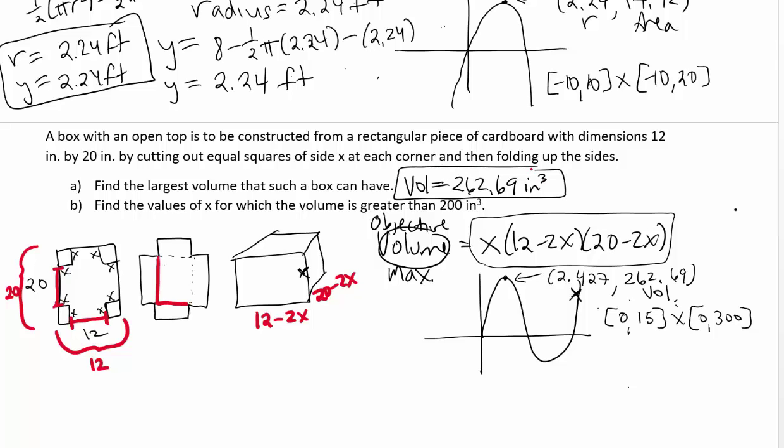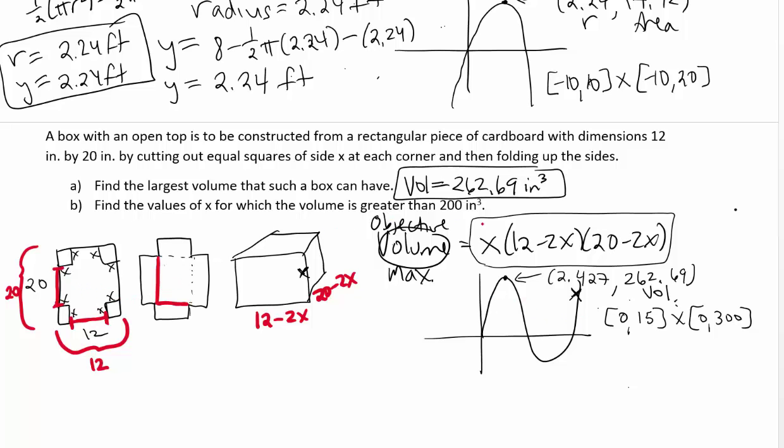Now for part B. For part B, it says find the values of x for which the volume is greater than 200 cubic inches. So how would we figure that out? Well, here's our graph. This is the graph of all the possible volumes that could exist for all the choices of x that we could cut away.